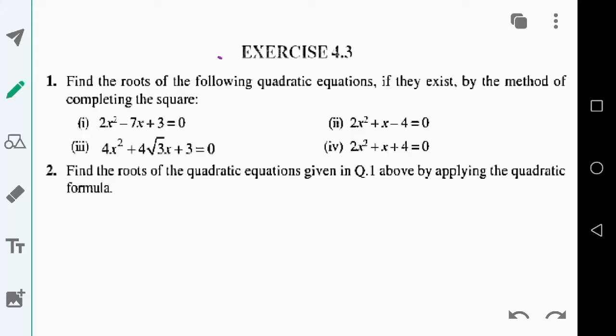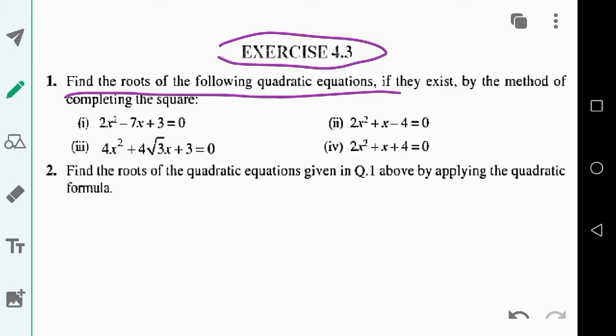In this video, we are going to solve the problems of exercise 4.3 of NCERT textbook of mathematics class 10. So first question, find the roots of the following quadratic equation if they exist. That means we need to check in each case whether a real solution exists or not.